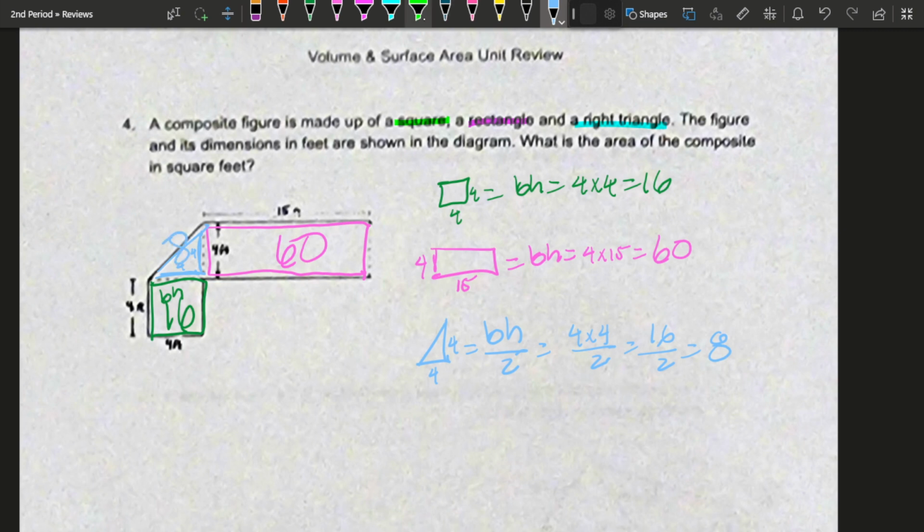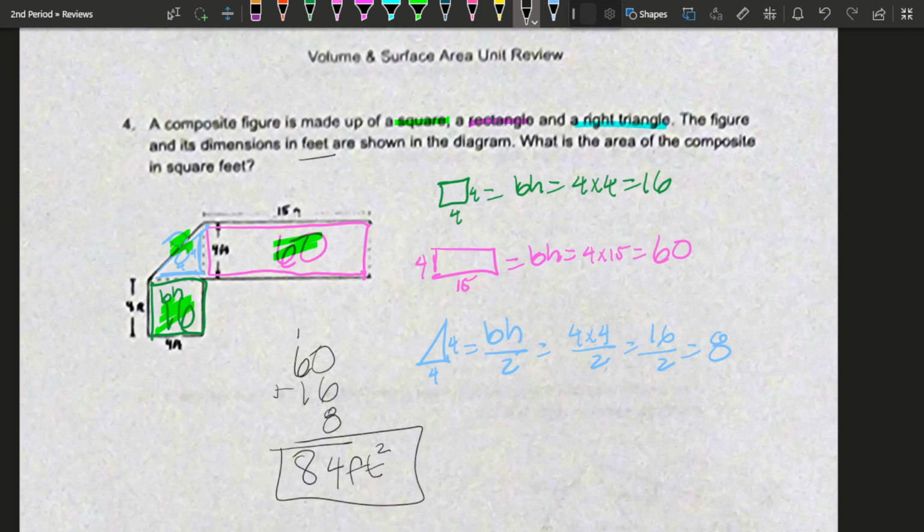So what do we do with all 3 of them? We're going to add them. 16 plus 60, that's 76. Plus 8. 84. And this is feet. But since we're talking about area, this is feet squared.